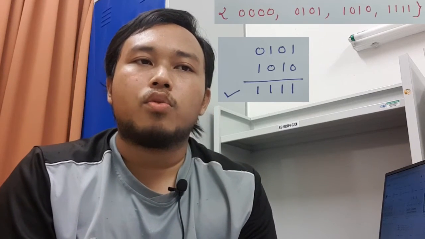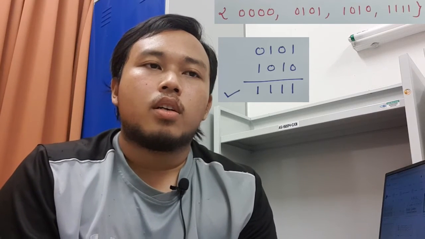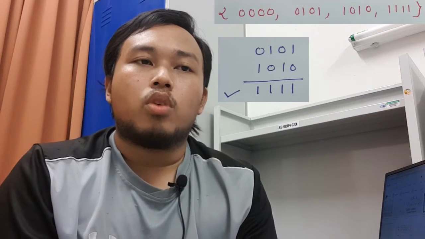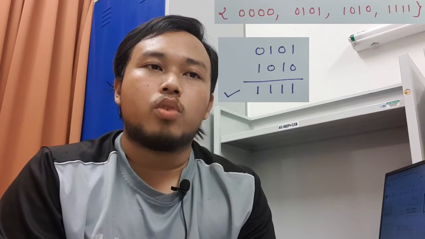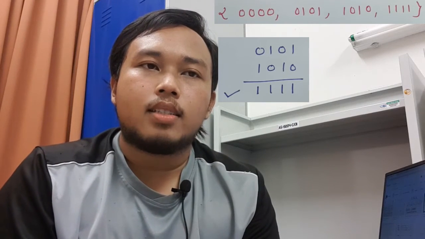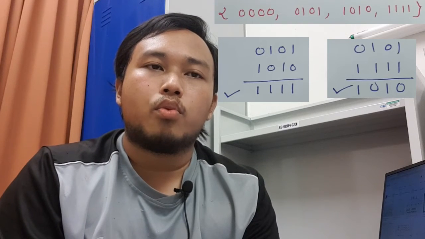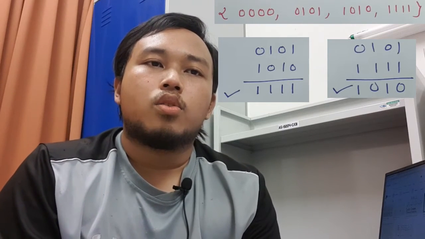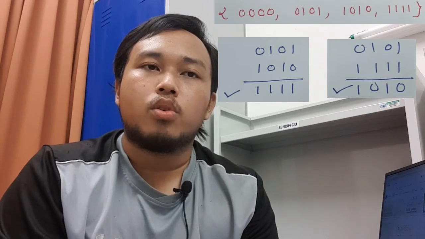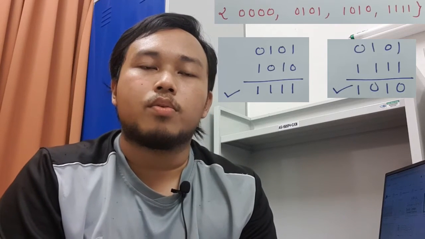Okay, 0101 plus 1010. 0 plus 1 is equal to 1, 1 plus 0 is equal to 1, 0 plus 1 is equal to 1, 1 plus 0 is equal to 1. So for the next one, 0101 plus 1111. So 0 plus 1 is equal to 1, 1 plus 1 is equal to 0, 0 plus 1 is equal to 1, 1 plus 1 is equal to 0.